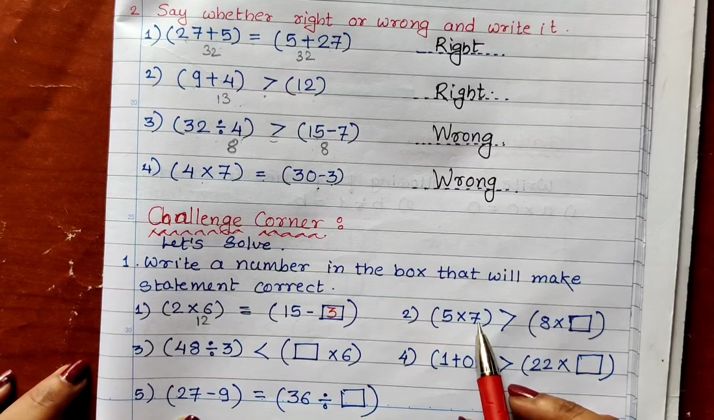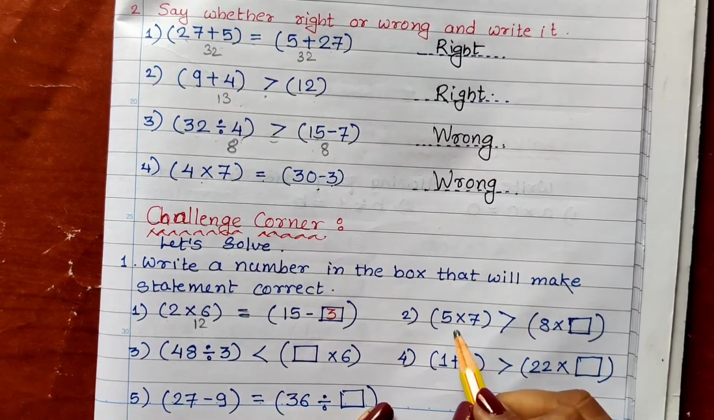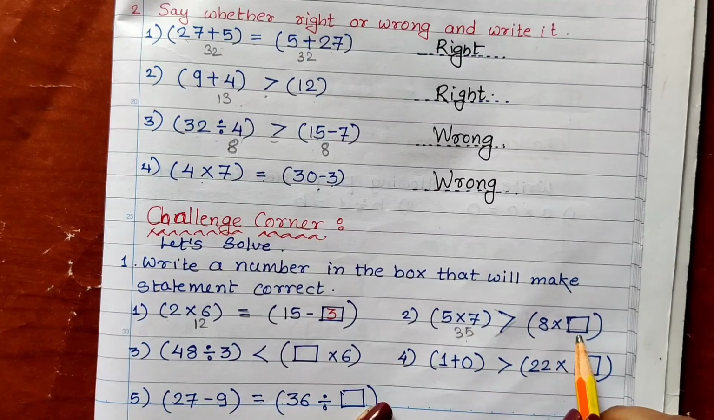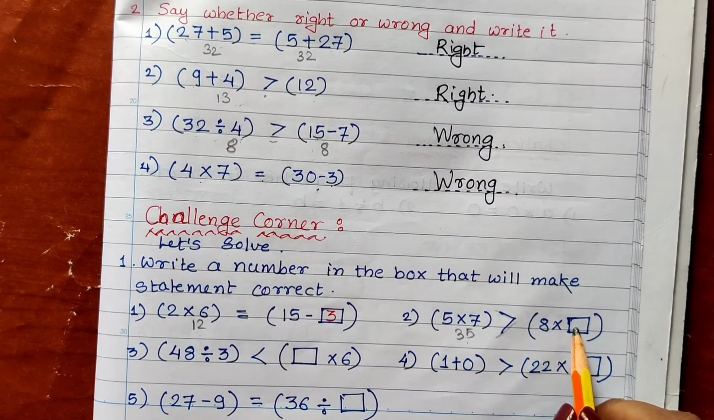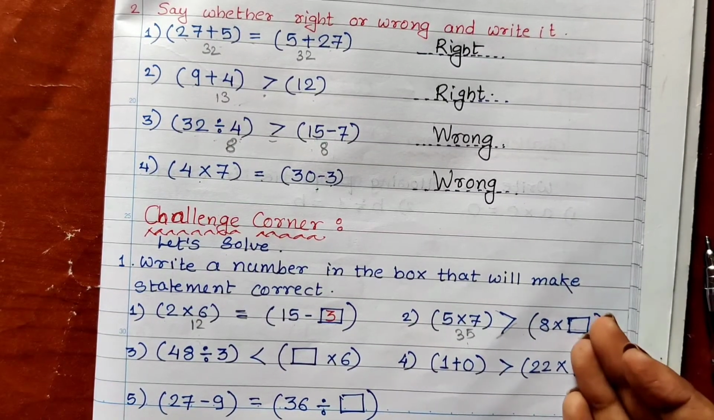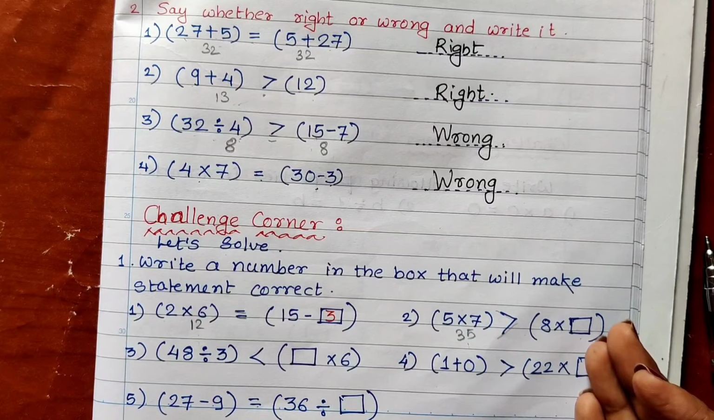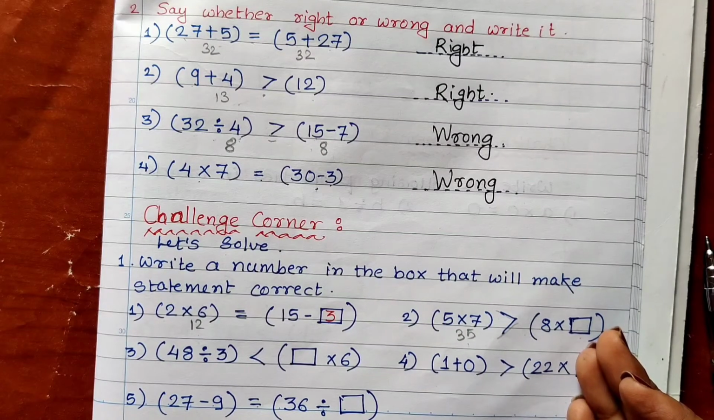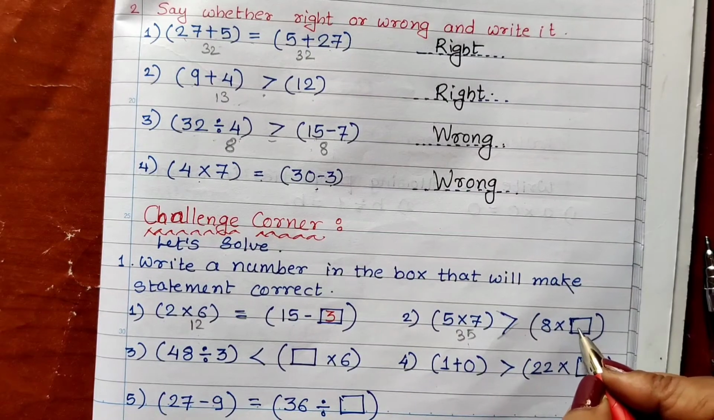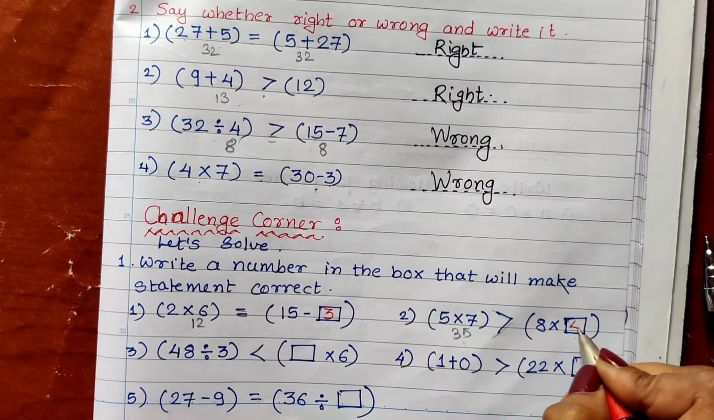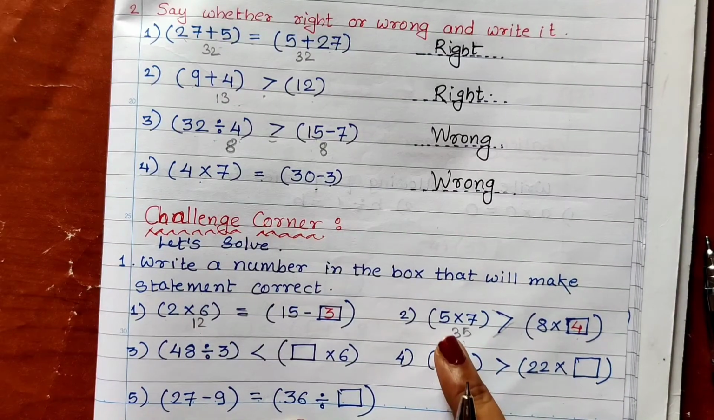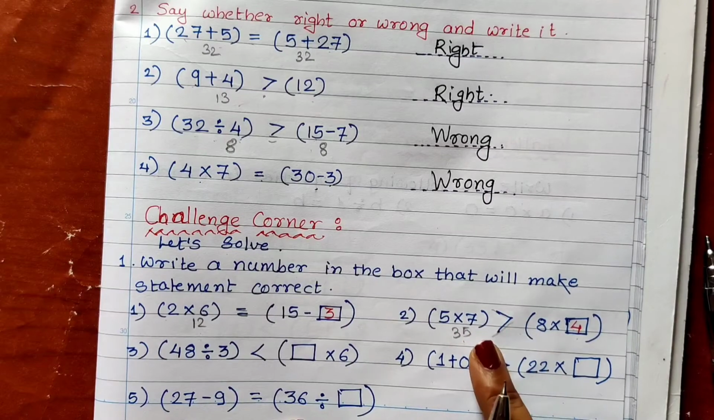Okay, next, 5 7s are 35. 35 and the bigger than symbol is there. So 35 should be bigger than this number. So 8 multiplied by any number, the answer should be smaller than 35. So 8 1s are 8, also you can write 8 2s are 16, 8 3s are 24, 8 4s are 32, 8 5s are 40. So 8 5s we cannot write, but we can write 4, 3, 2 and 1. So I can write 4 here. 8 4s are 32. 32 is smaller than 35 and that's why 5 multiplied by 7 is bigger than 8 multiplied by 4.